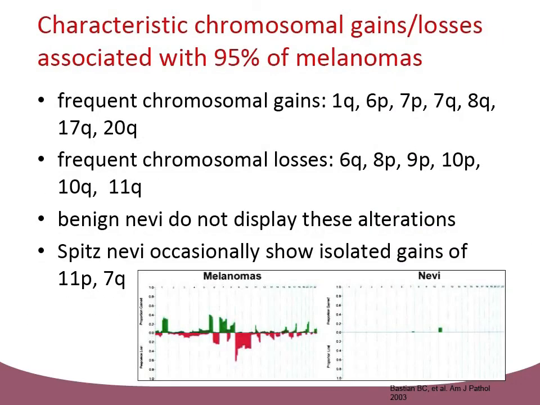So there was already literature that showed that 95% of melanomas did have characteristic chromosomal gains and losses that you could pick up with microarray technology. And so this is just melanomas, gains in green, losses in red, versus benign nevi. And Spitz nevi will occasionally show gains of 11p and 7q, but outside of 7q, that was the only minor overlap. And the melanoma usually had 5 or more chromosomal changes, whereas the Spitz nevi would have a single alteration. So that was felt to be a pretty good distinguishing factor.